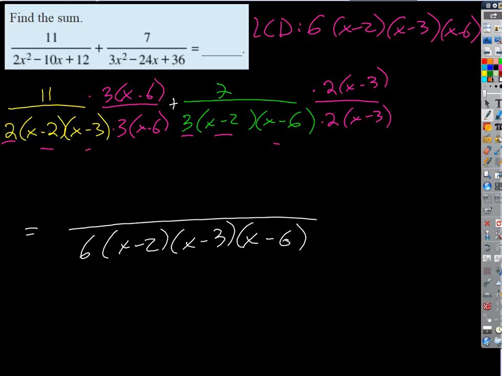Okay, so let's look at the top. The top is just like always, it's whatever you get when you, in this case, add the numerators, because it's a sum. If it's a difference, we'd subtract them, right? So let's just simplify this then. We get 11 times 3 times x minus 6. So that's 33x minus, what's that going to be, 198?